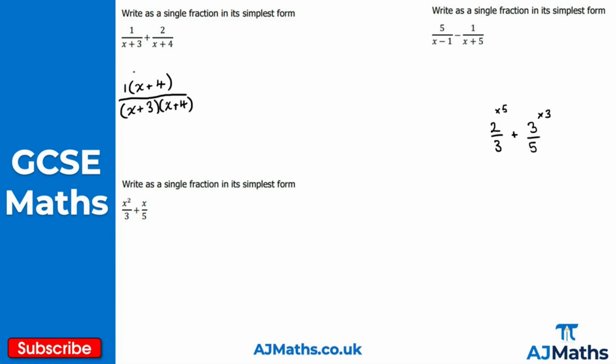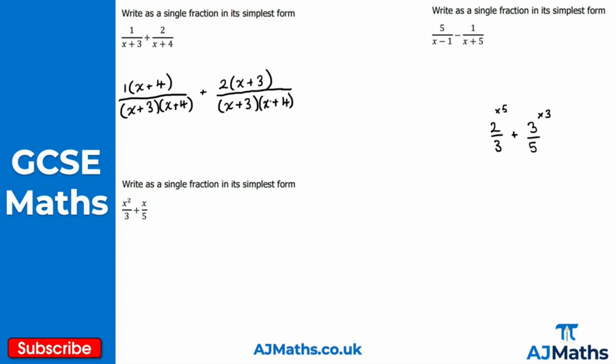If we take a look at the right-hand fraction here, again, we just repeat this now. So what I'm going to do is times the numerator and the denominator by the opposite denominator. So that's going to give me plus 2 lots of x plus 3. So 2 lots of x plus 3. And again, this will be over this product here. So x plus 3 times x plus 4 there.